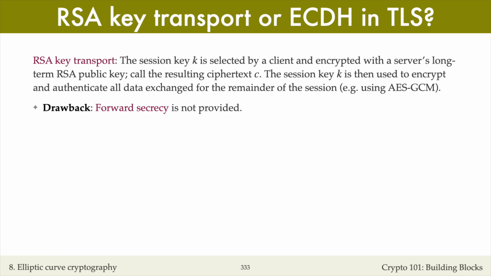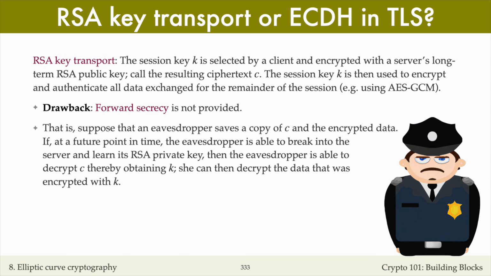TLS, as I just described, does not provide forward secrecy, by which I mean the following. Suppose that an eavesdropper, this could be the NSA or some branch of law enforcement, captures the ciphertext C, and also the encrypted data that was encrypted with the session key K. Suppose that at a future point in time, the eavesdropper wishes to decrypt the encrypted data. For that, she will need the session key K, and so she needs to decrypt C.